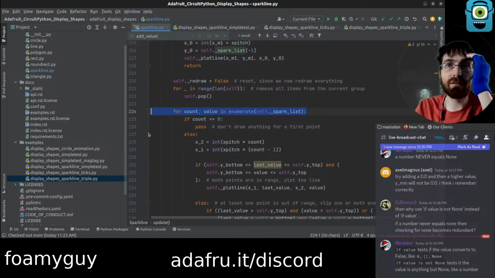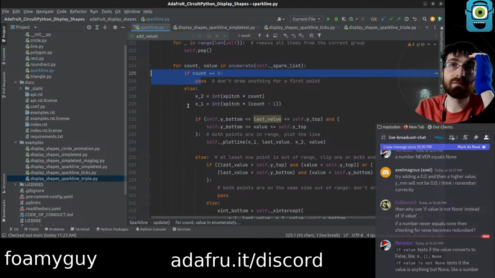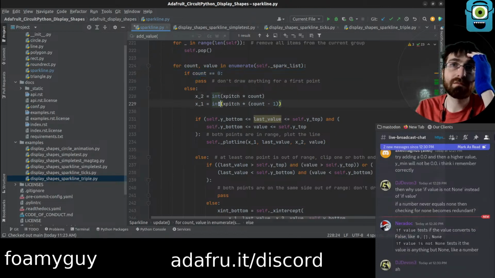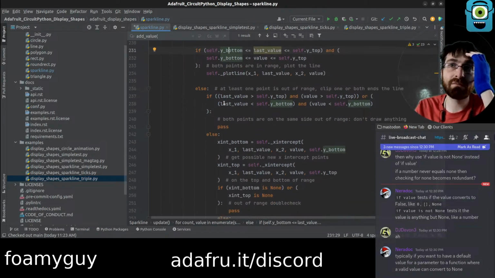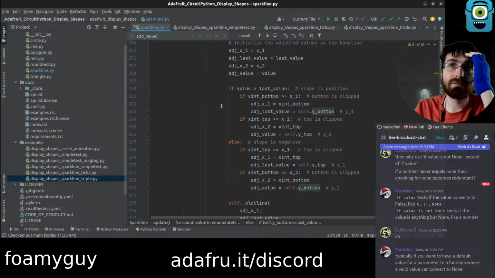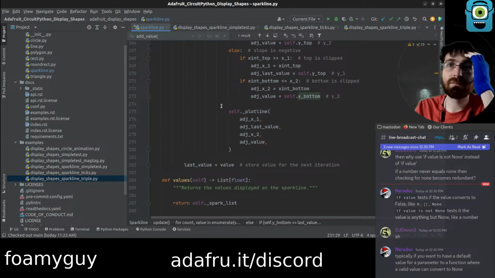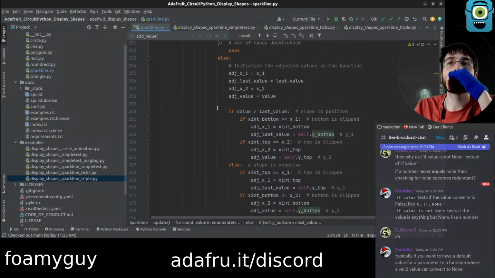Finally here, we're looping over all the things in the list. Don't draw anything for the first point. Those Y min and Y max, are those... The Y bottom is used, which was influenced by them, I think, right? Flipped.